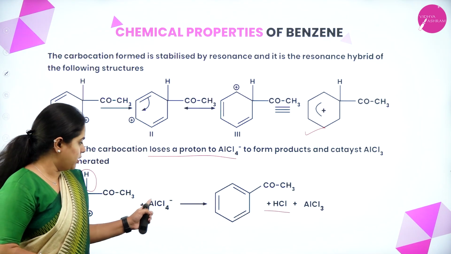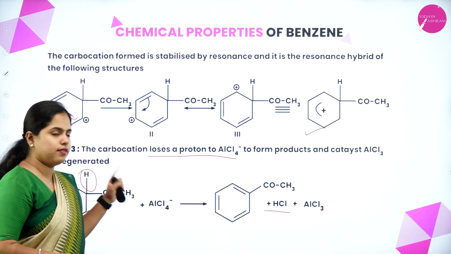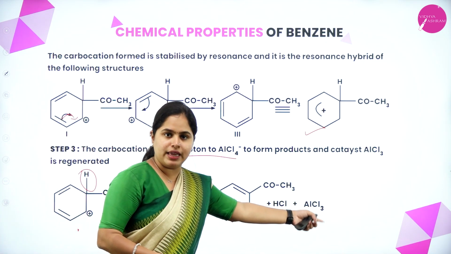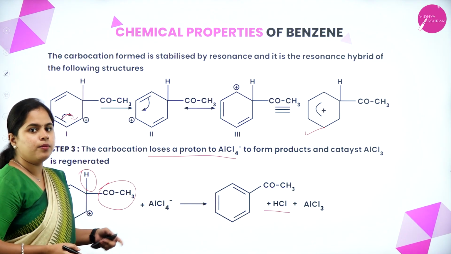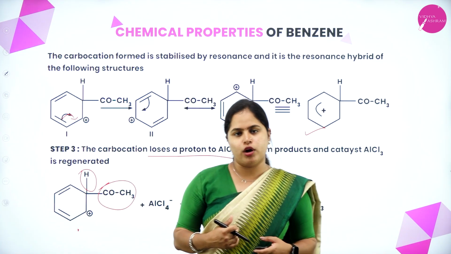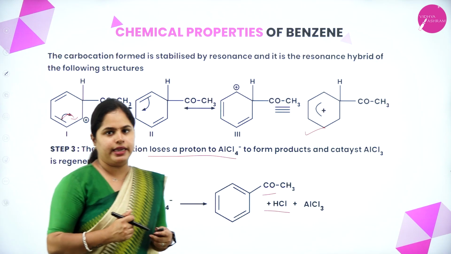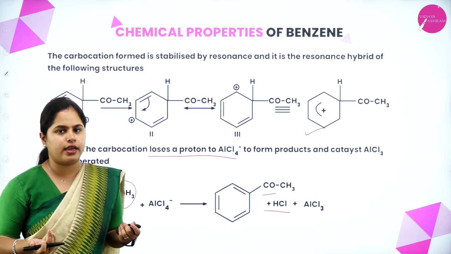Now HCl is formed. What is left there? AlCl3. You will have AlCl3 regenerated, and what is left behind here is only the acetophenone, with COCH3. So you got your product. I hope this is clear. This is the mechanism. It is the same as what we have studied for Friedel-Crafts alkylation also.